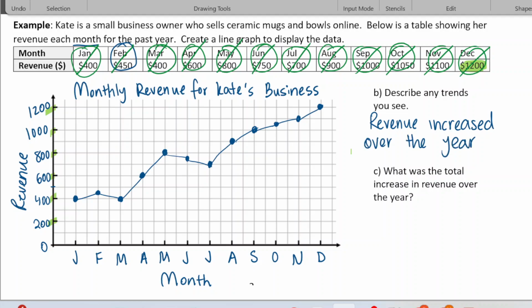What was the total increase in revenue over the year? Okay, so we started at 400 and we got all the way up to 1,200. So we see that's an increase of $800. Okay, so that probably makes sense. People are probably buying a lot more, especially if it's ceramic mugs and bowls around Christmas time, I would imagine. Also, maybe she's just selling more because her business is growing.